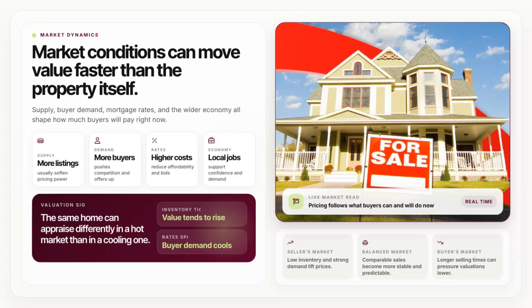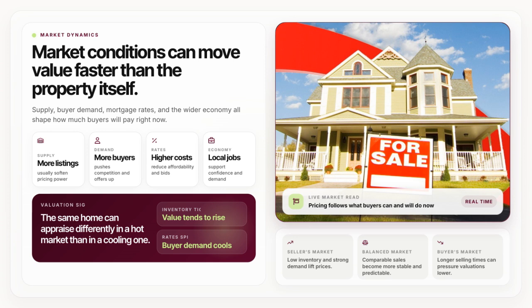When we talk about market dynamics, it's important to understand that market conditions can influence property values more quickly than the properties themselves change. Several key factors come into play here. First, supply. When there are more listings available, pricing power usually weakens because buyers have more options. On the other hand, demand matters a great deal. More buyers in the market drive competition and push offers higher.